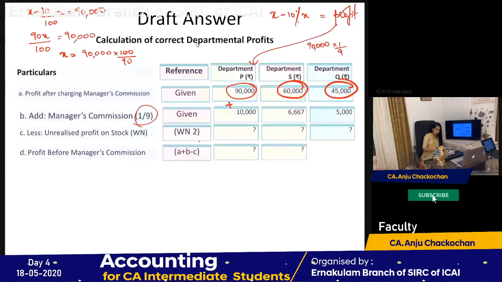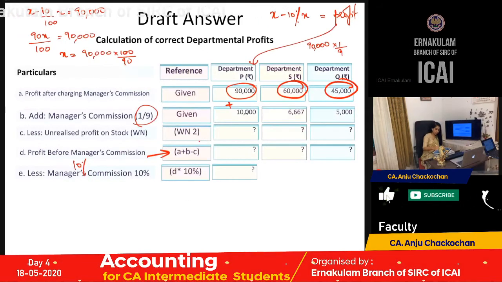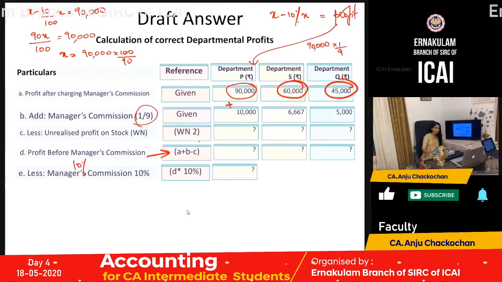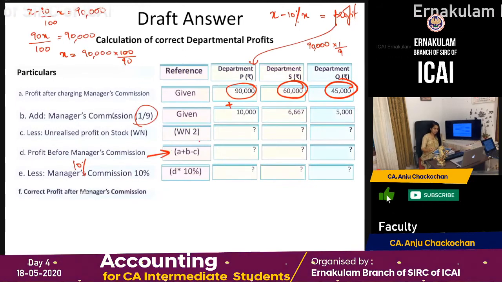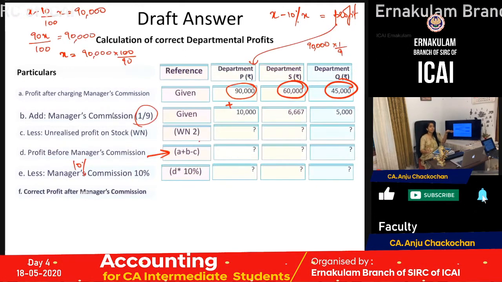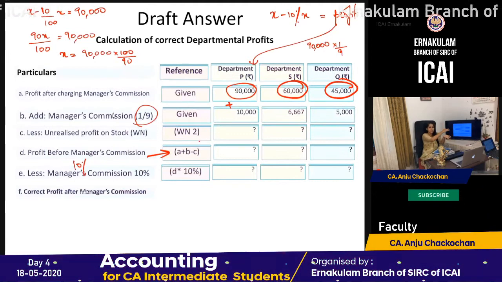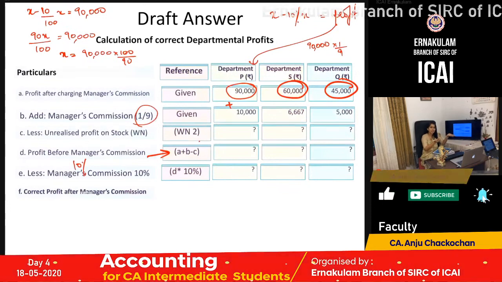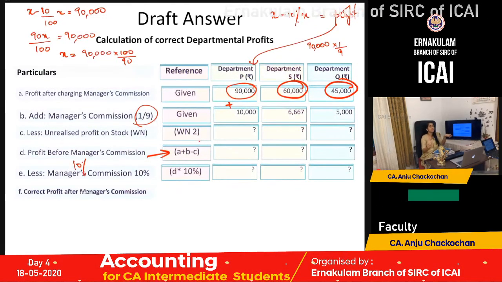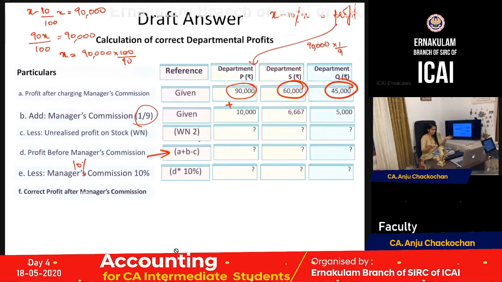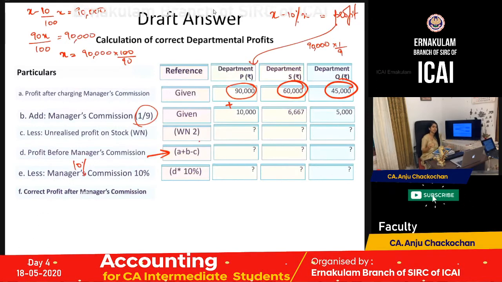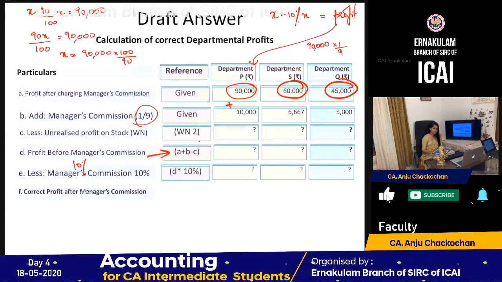So this is what we have to do. Once you reduce the manager's commission, you get the correct profit. Listen, students, it is just this. We are given the profit. From that profit, you add back the manager's commission so that you get the profit before manager's commission. From that, you reduce the unrealized profit. After you reduce the unrealized profit, we get the correct profit before manager's commission. You reduce the 10% manager's commission so that you get the correct profit after manager's commission.